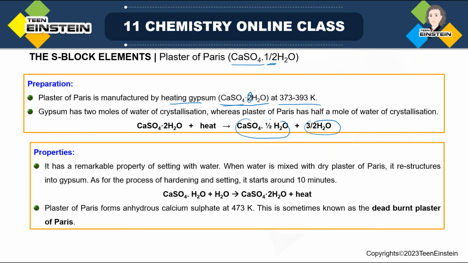Properties. Now this has a very unique property: in the presence of water, setting occurs. When water is mixed with dry plaster of Paris, CaSO4 half H2O, some restructuring occurs, and it forms gypsum again. So as if it is taking water again and forming gypsum. For the process of hardening and setting, sorry, there will be 3 by 2. So as if it is the opposite reaction we are doing.